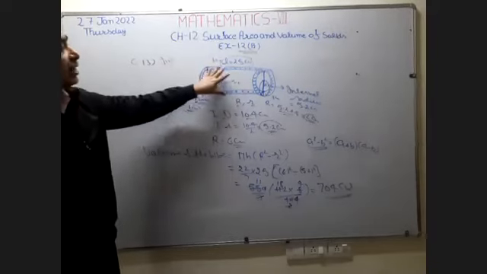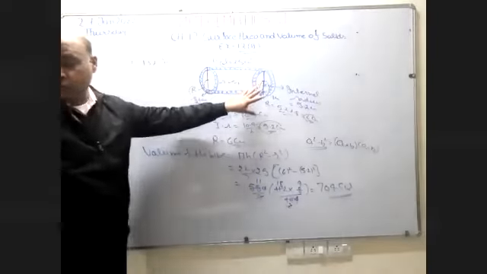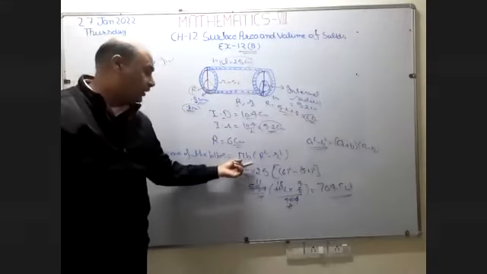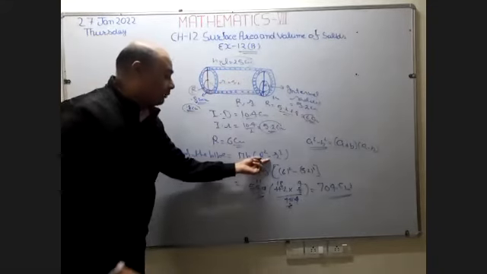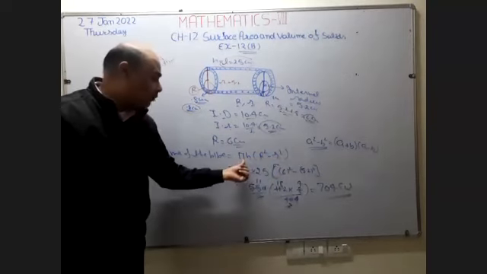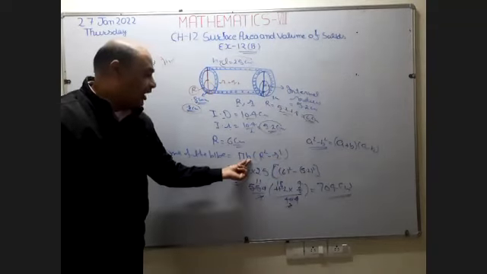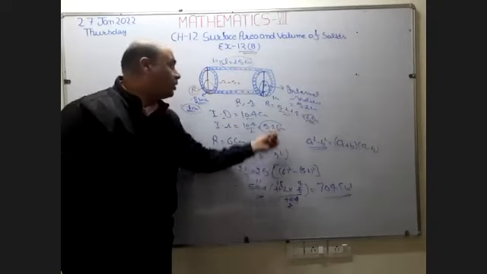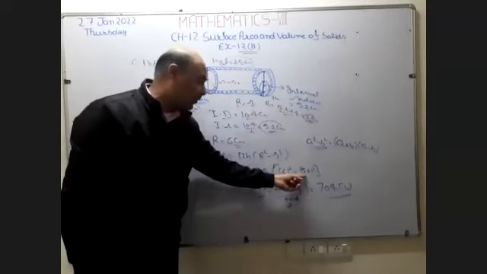Volume of pipe means volume of the hollow cylinder. So I want to use the formula for volume of hollow cylinder. What is the formula? Formula is pi h, capital R square minus small r square. Value of pi is given 22/7. Height or length is given 25. Capital R becomes 6, so write here 6 square. Small r becomes 5.2, so write here 5.2 square.